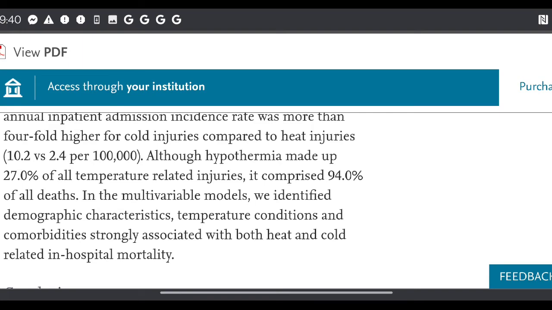Of all the deaths. So again, interesting and rather worrying when you look at cold weather as related to hot weather.